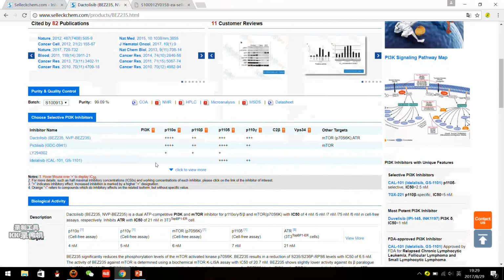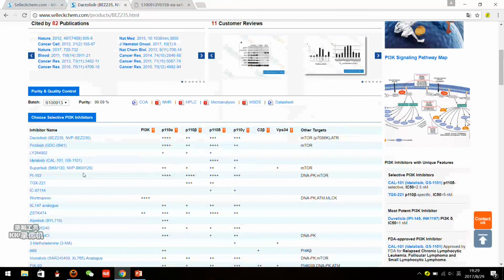There is an inhibitor selective form. We list all PI3K inhibitors here. More plus means a stronger inhibitory effect. You can click the arrow to sort according to inhibitory effect for specific subtype. We also provide the selective information in this form. You can check whether this inhibitor works on other proteins by this part, other target part.